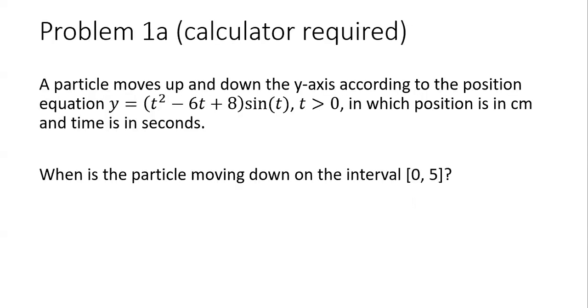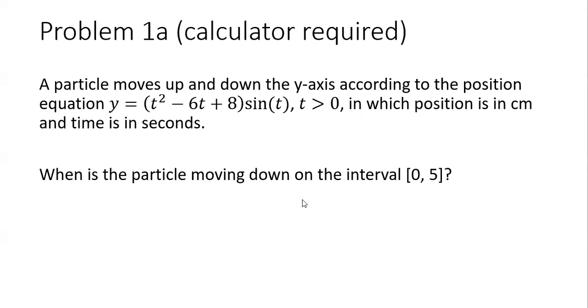Number 1A, a particle moves up and down the y-axis according to the position equation given, for t greater than 0, where position is in centimeters and time is in seconds. When is the particle moving down on the interval 0 to 5? So go ahead and try this one first on your own. This is a follow along type of video.